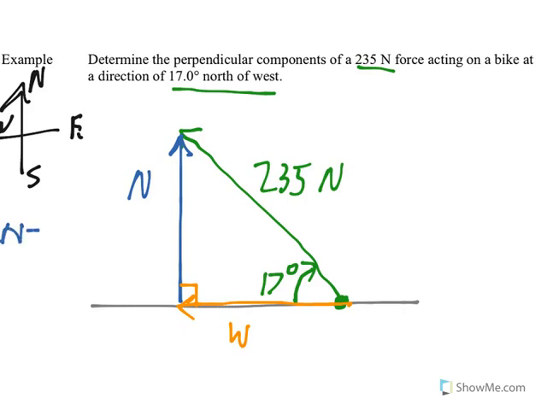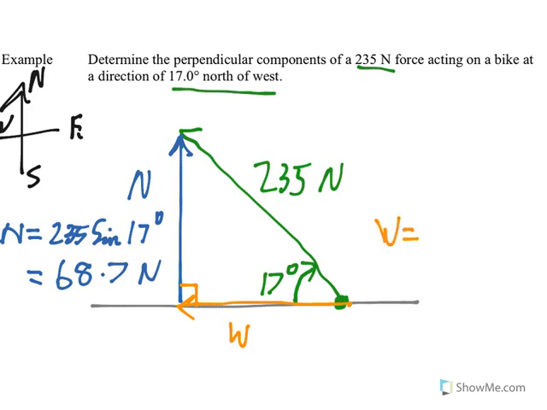The northerly component: that side is opposite the 17 degrees, and opposite and hypotenuse for the 235 is sine. So 235 sine 17 degrees, and when you do that, you get 68.7 Newton. The westerly bit is adjacent, so adjacent is cos. So that'll be 235 cos 17, and when you do that on your calculator, you get 224.7 Newton.